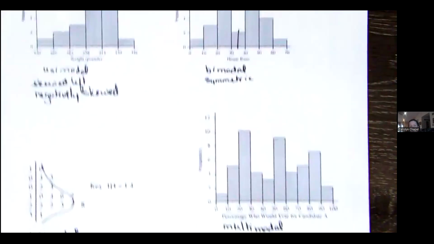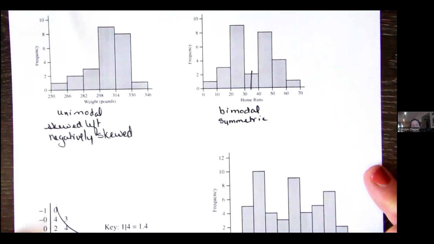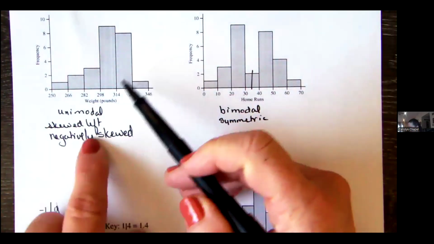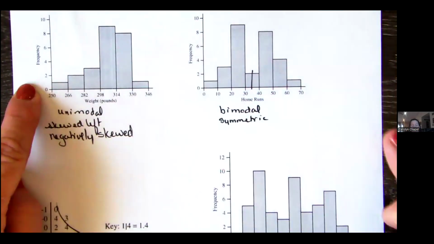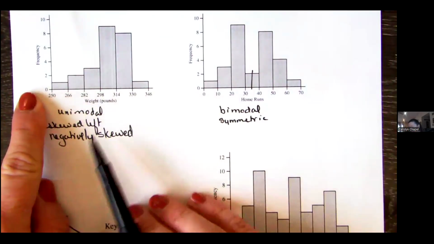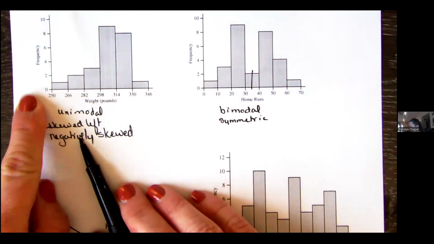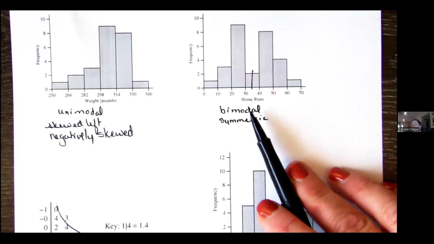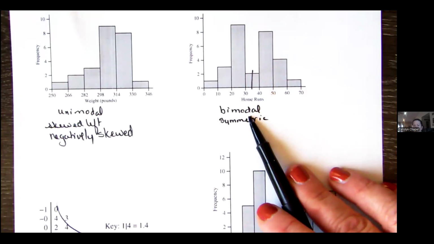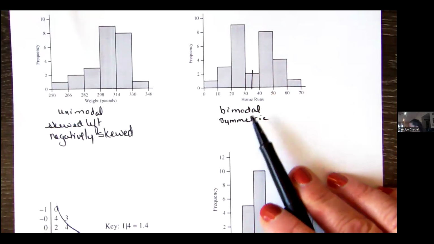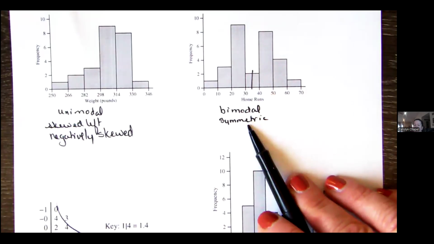Couple more examples for us just to make sure we see it. Okay, here I see a single hump. I also see this tail coming off to the left. So this would be skewed to the left or negatively skewed, whichever way you like to write it, and unimodal. This guy, bimodal. A lot of times with bimodal, we don't talk about symmetry, but you can if you want to. So I would say this is bimodal, and if you wanted to include the symmetry, you certainly could.